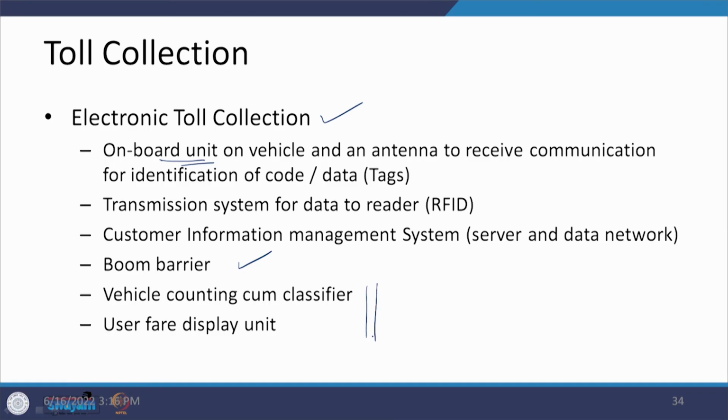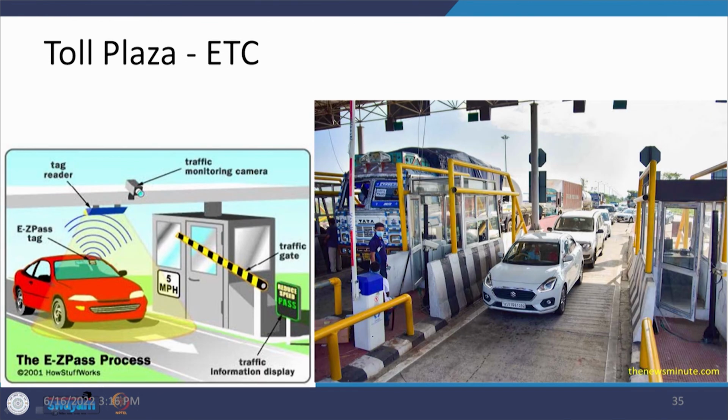Here again, another thing which will be there is the vehicle counting and classifier system, because the total traffic is still going to be monitored, and the user fare is also being displayed, that you are being charged so much and now you can go ahead. So, this is how it looks like. Then there is a card reader, a card at the front screen of the vehicle that is being read, and as soon as it is read, the synchronized system allows this barrier to go up and this vehicle will be moving.